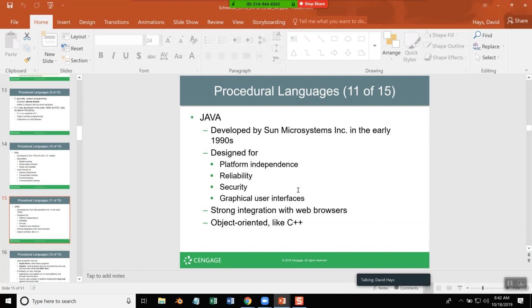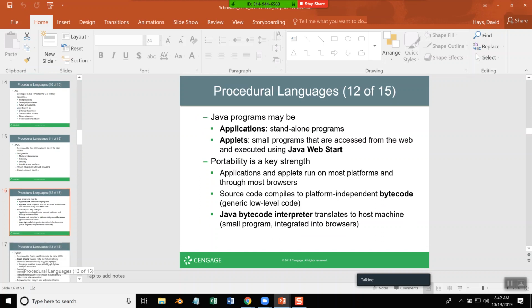And then graphical user interfaces, and strong integration with web browsers, and it's object-oriented like C++, except it does objects better. Java programs may be applications or something called applets, small programs that are accessed from the web and executed using Java Web Start. You don't hear as much about applets as you used to, but you can still do them. And portability is the key part.